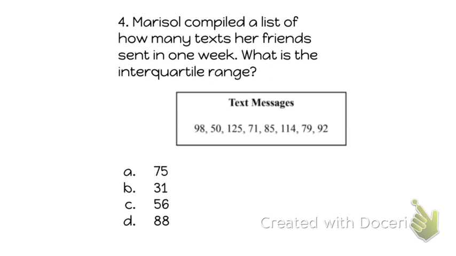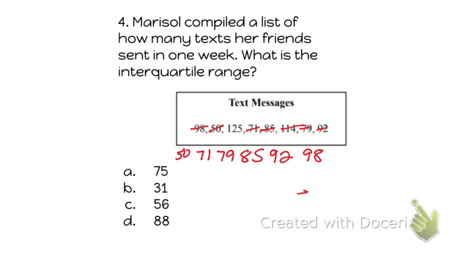Well, first thing is always going to be putting them in numerical order. So that's what I'm going to do. I have a 50. I have a 71. A 79. And then an 85. A 92.